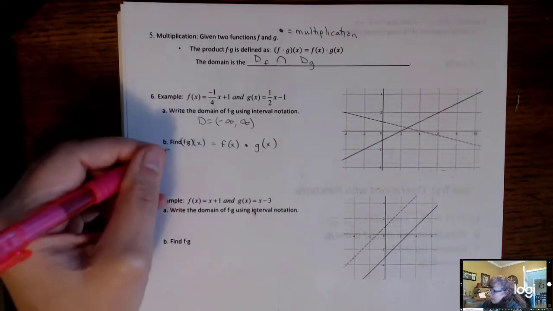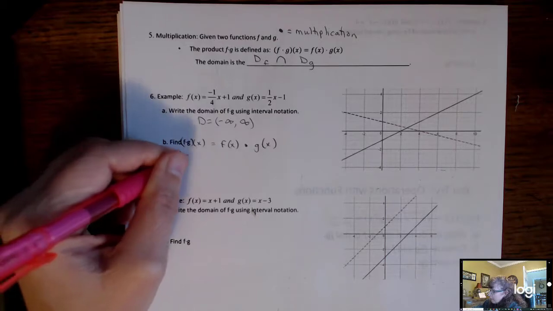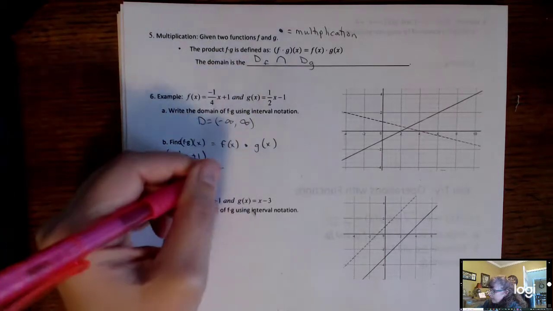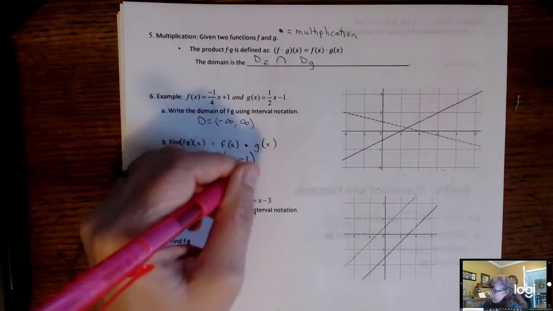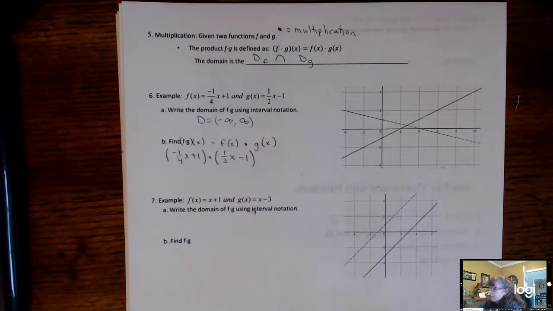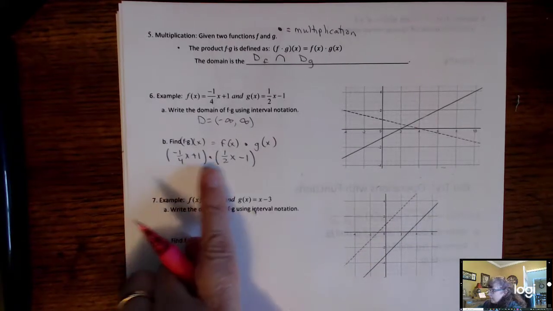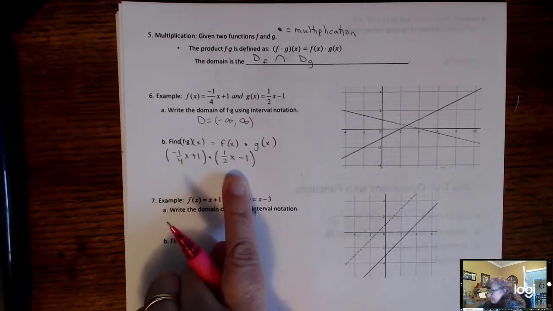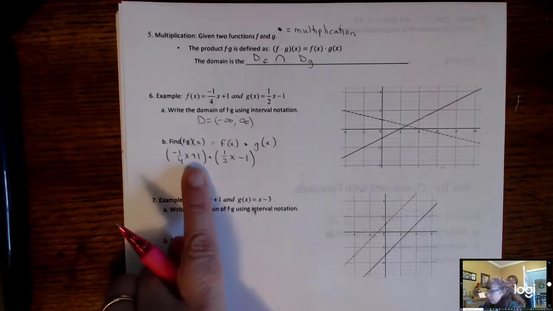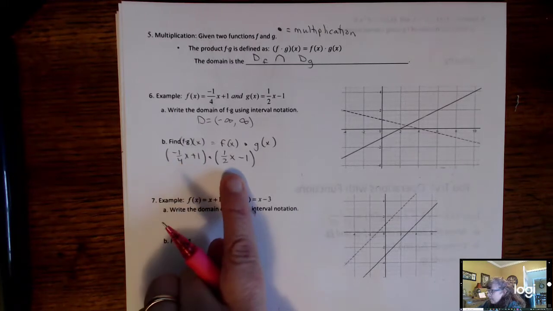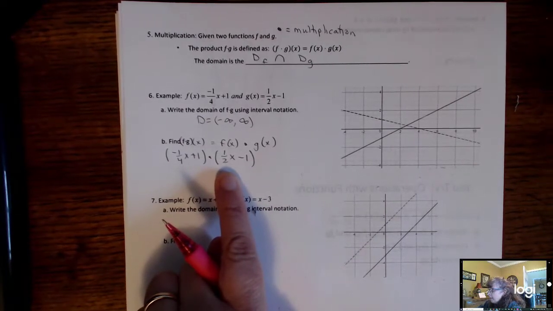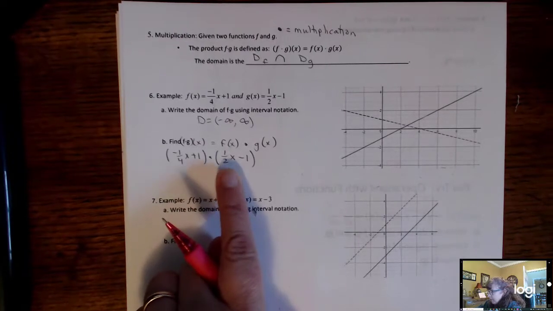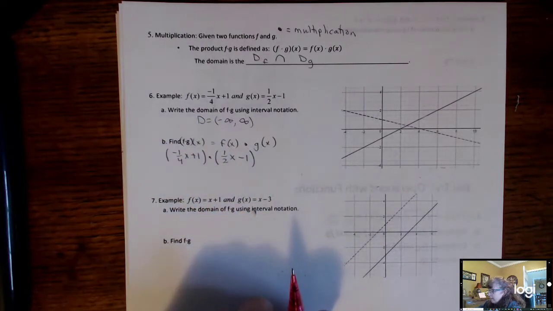Okay, so parentheses negative 1/4 x plus 1 is f of x. Parentheses 1/2 x minus 1 is g of x. And you have to have the parentheses here because you need to know what to do when you see this. So this is called a binomial, two terms, times another binomial, two terms. So you have to FOIL, you may remember FOIL, F-O-I-L. Really, it's just distributing twice. I call it double distribute.